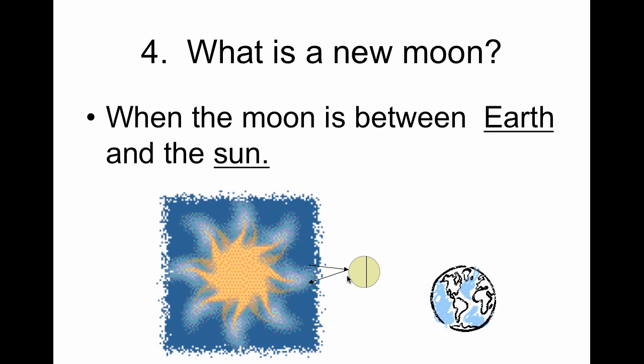And this part is lit. So what we see here is dark. I'll try and shade this in as best as I can with my PowerPoint pen. So what we're seeing right here is dark. It looks like this. This is a new moon. If you look really closely, you might be able to see the outline of this moon.